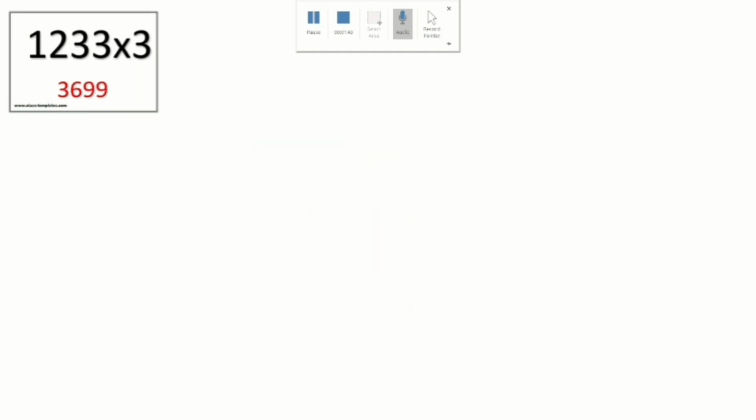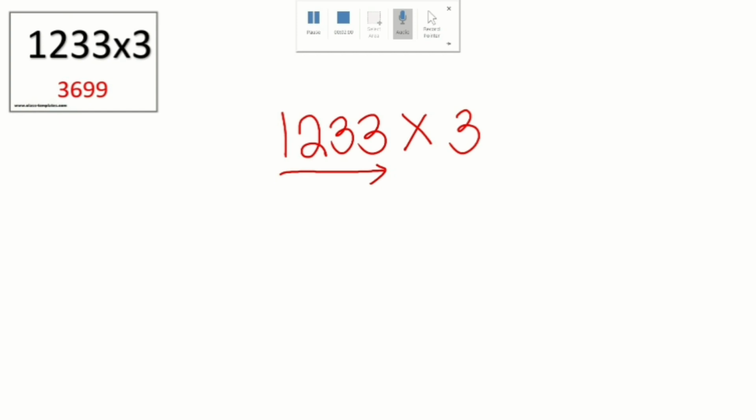Okay, let's move on with question number 3. We have 1,233 times 3. So again, using the left to right technique, we multiply from left going to the right. So 1 times 3, the answer is 3. 2 times 3, the answer is 6. 3 times 3, the answer is 9. And 3 times 3, the answer is 9. So the product of 1,233 times 3 is 3,699.